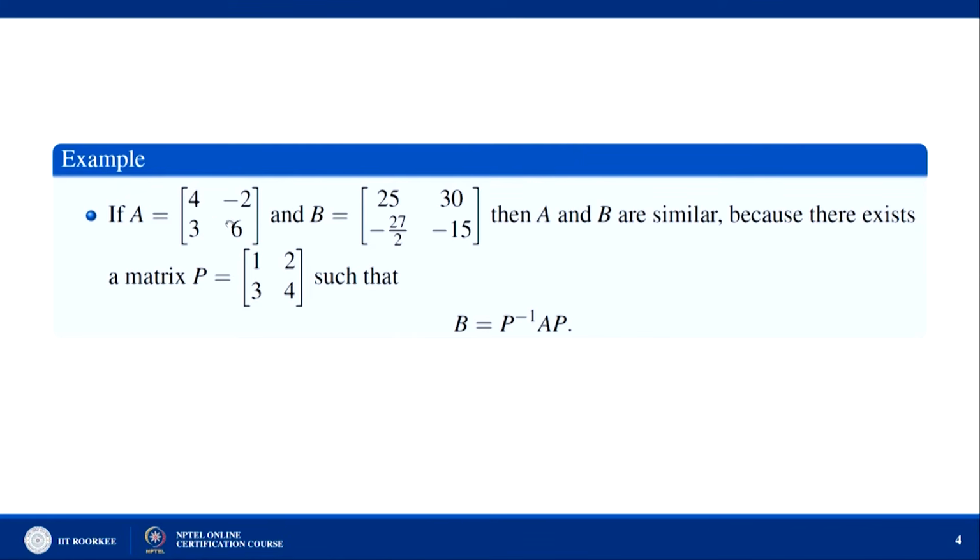You can also verify here, you can see the trace is 10, here the trace is also 10. Here the determinant is 24 plus 6, 30, and here also if you simplify you will get 30, because they are similar.